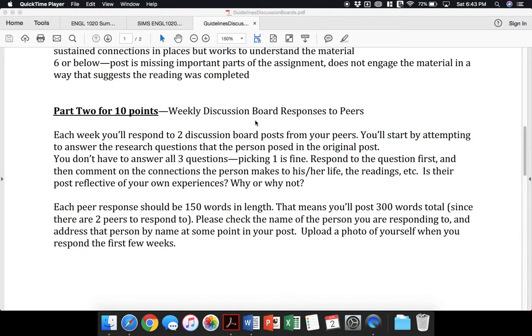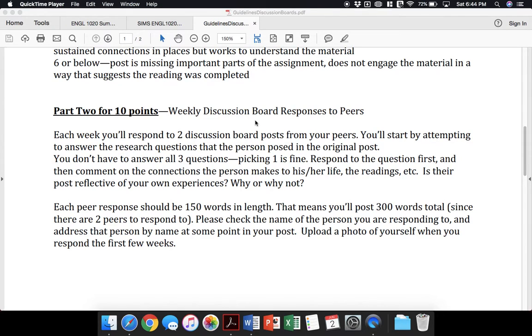Part 2 of your weekly discussion board post will be your 2 responses to 2 different peers. So each week, you don't have to answer all 3 questions. So you don't have to answer each question from each peer that you respond to. Picking one is fine. But respond to the question first and then comment on their connections that they made in their post between their personal lives or the readings, etc.